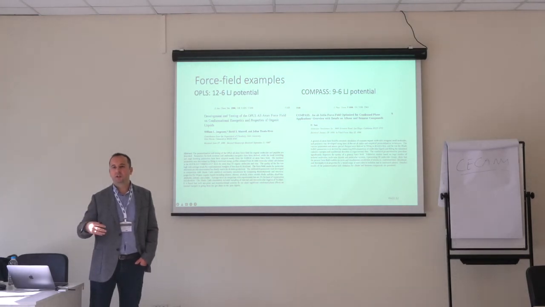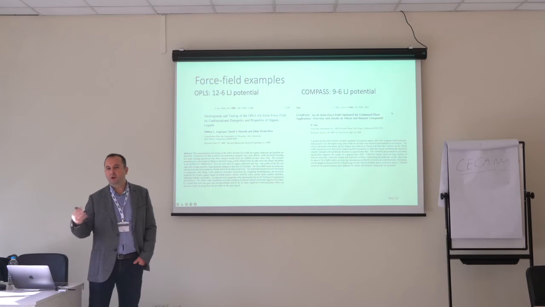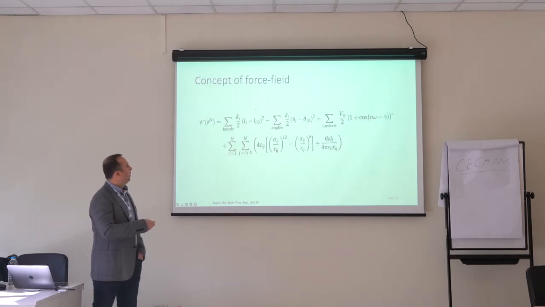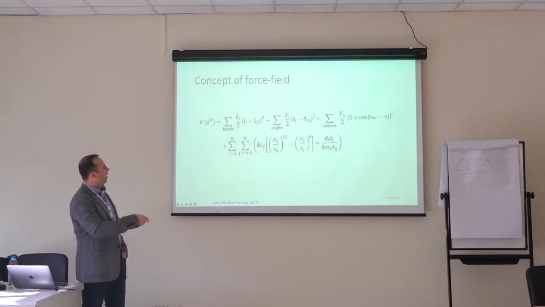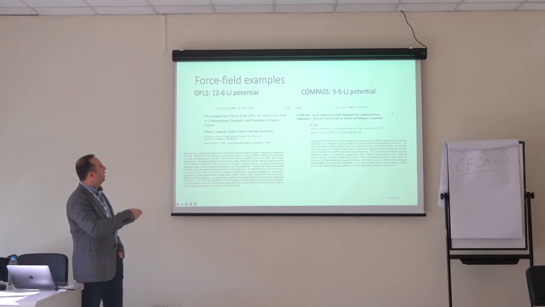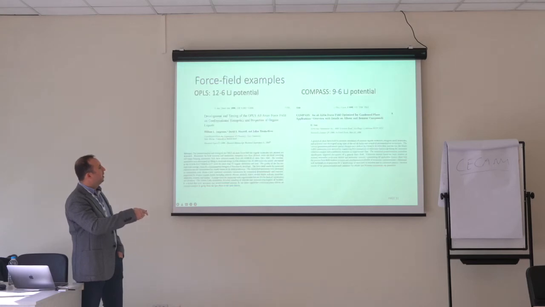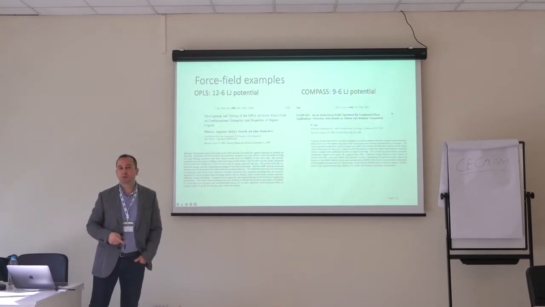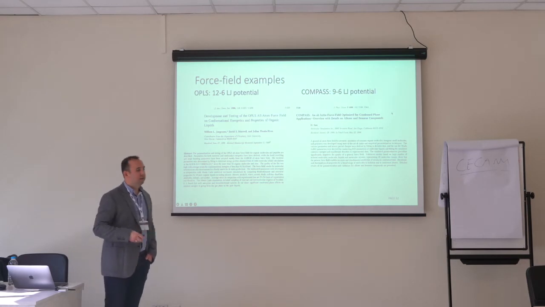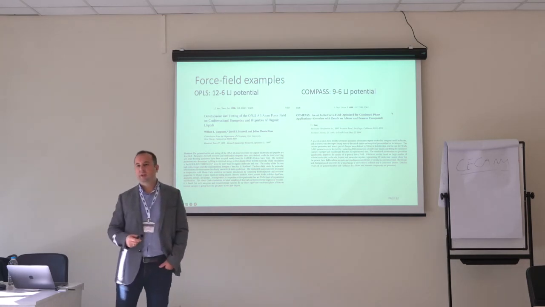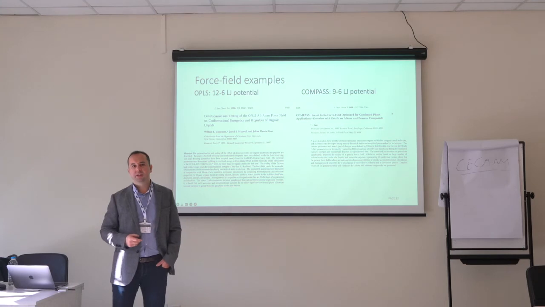That's why I don't want to call it the Lennard-Jones potential. It is actually an equation, so the factors and the powers might change. For example, OPLS uses a 12-6 potential, so these are the powers. But if you go to COMPASS, you have the 9-6 potential. COMPASS is also a very developed potential for synthetic systems.